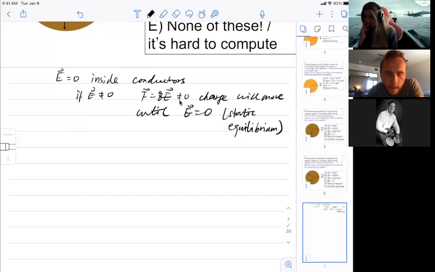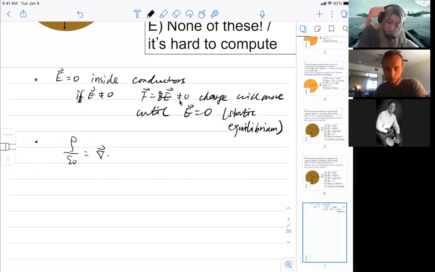There's another interesting fact we can get for conductors. We just established E has to be 0. What about charge density? Rho over epsilon naught is the divergence of E. This is Gauss's law, right? So rho is also going to be 0. Charge density is 0 inside conductors.